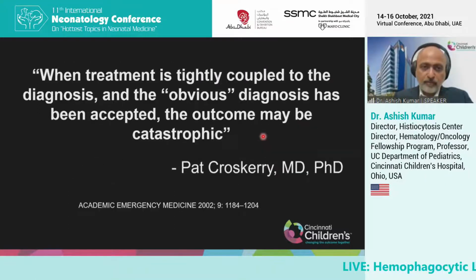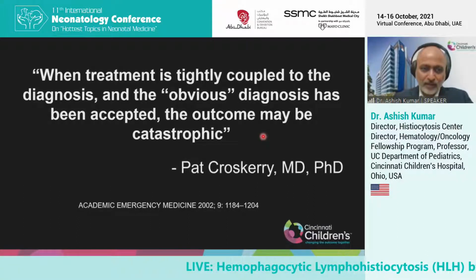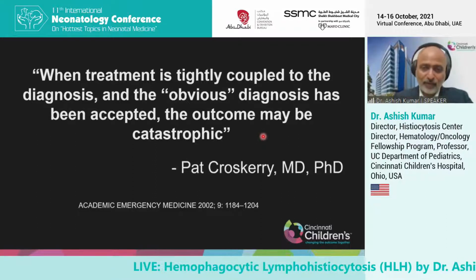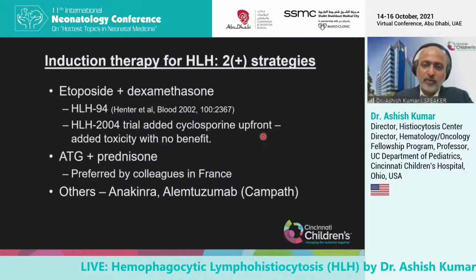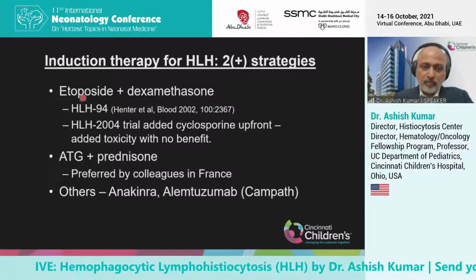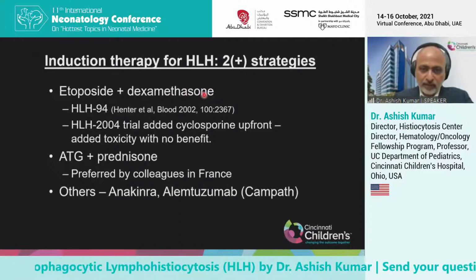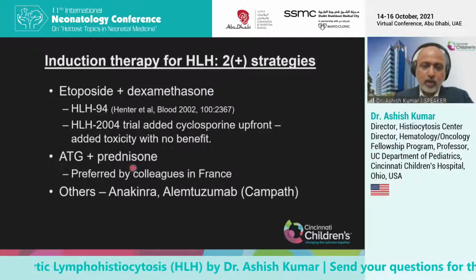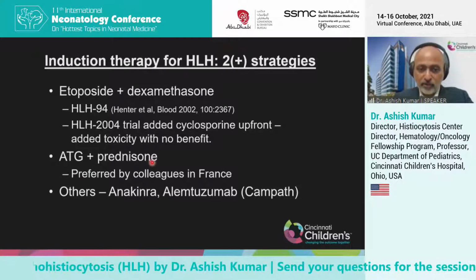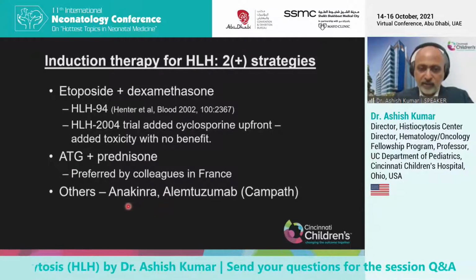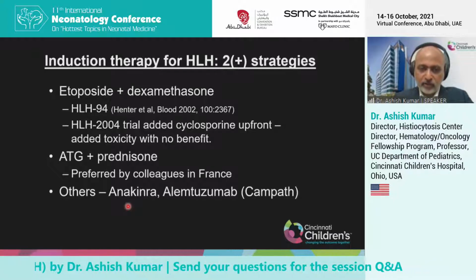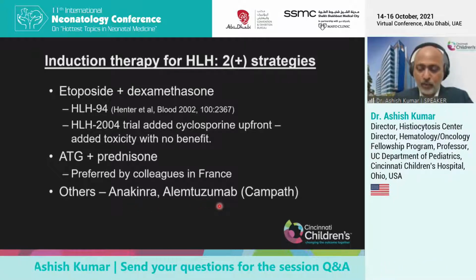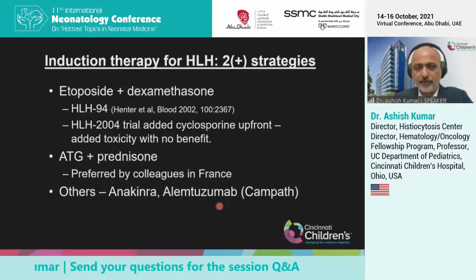But here's the problem. When the treatment is tightly coupled to the diagnosis and the obvious diagnosis has been accepted, the outcome will be catastrophic. And so the treatment for HLH, most people will use etoposide plus dexamethasone. Our French colleagues use ATG plus prednisone. There are many other treatments described in the literature, such as anakinra, alemtuzumab. These are just some examples.